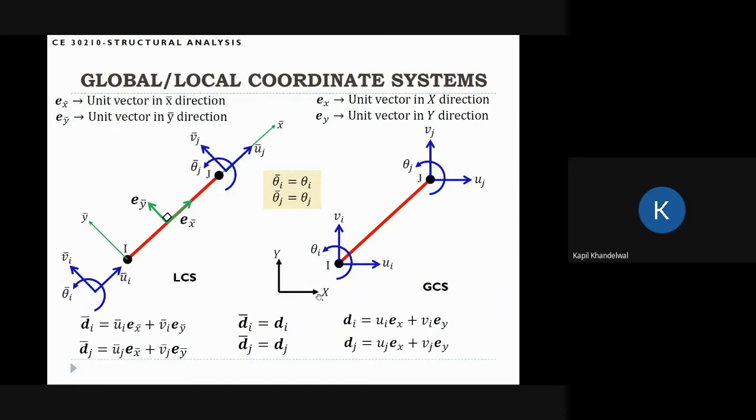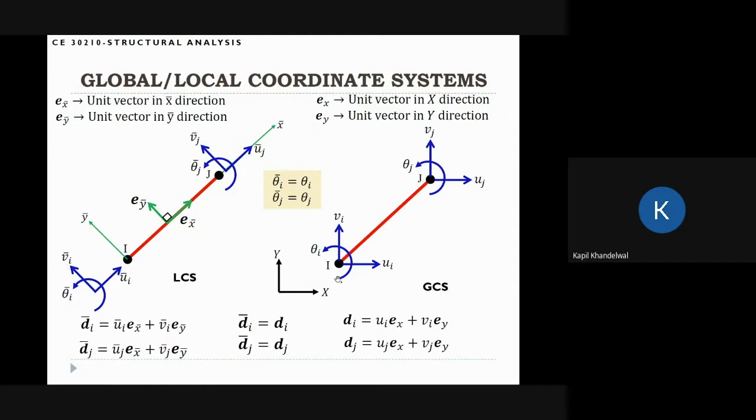And this is the global coordinate system. X is oriented in the x direction and y is in the y direction. And Ex is the unit vector in the x direction, and Ey is the unit vector in the y direction. So these two vectors are also given to us. Now let's focus on the I node degrees of freedom. At the I node, there are 3 degrees of freedom: ui, vi, theta I.